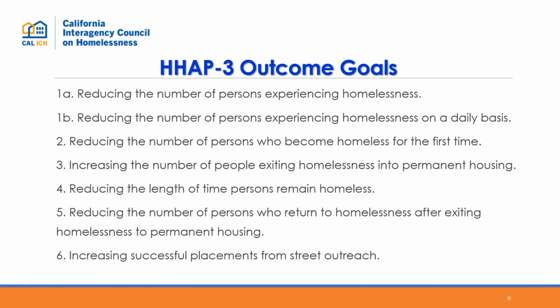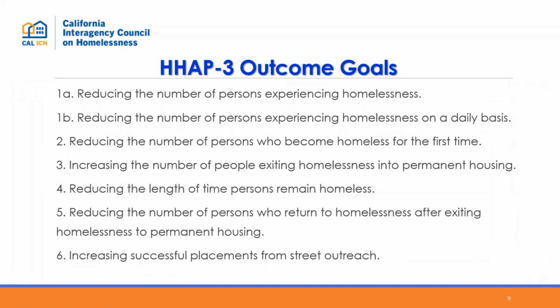As a reminder, the outcome goals as defined in statute are shown here. 1A, reducing the number of persons experiencing homelessness. 1B, reducing the number of persons experiencing homelessness on a daily basis. 2, reducing the number of persons who become homeless for the first time. 3, increasing the number of people exiting homelessness into permanent housing. 4, reducing the length of time persons remain homeless.